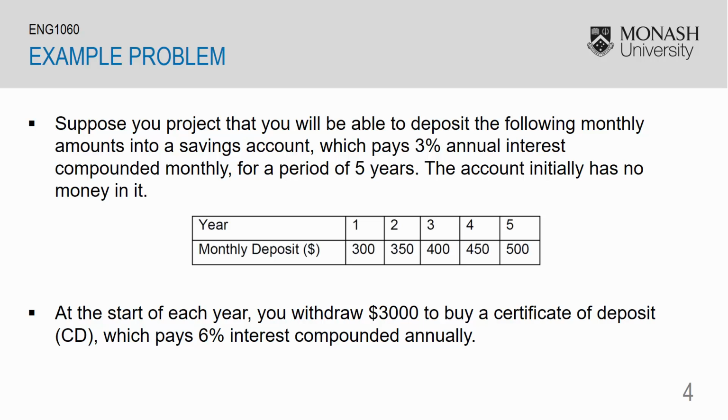Taking a more complicated example, suppose that you will be able to deposit the following monthly amounts into a savings account, which pays 3% annual interest compounded monthly for a period of 5 years. The account initially has no money in it. So for the first year, our monthly deposit is $300. For the second year, our monthly deposit is $350, and so on. At the start of each year, you withdraw $3,000 to buy a certificate of deposit, also known as a CD, which pays 6% interest compounded annually.